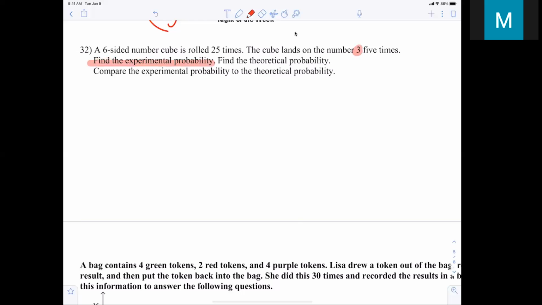Yeah, it lands on 3 five times. So what would be the experimental probability? Where did you get 15? No. What you did was you threw the dice 25 times. How many times did it come up 3? Five. So what is the experimental probability?